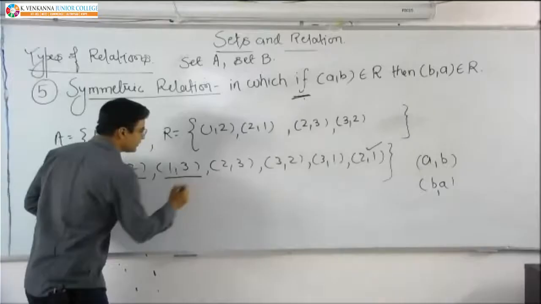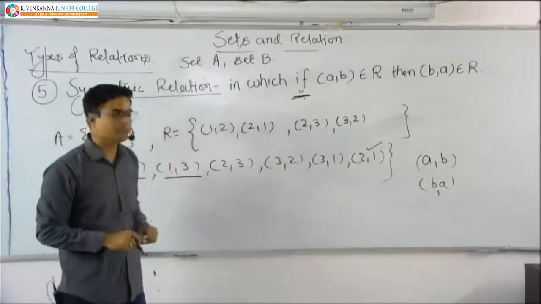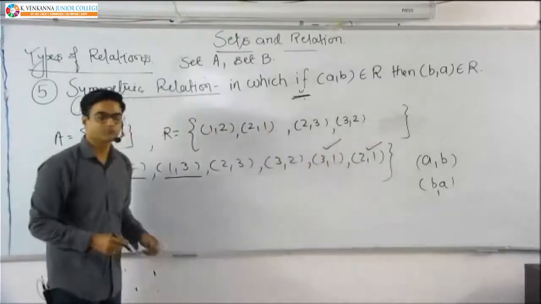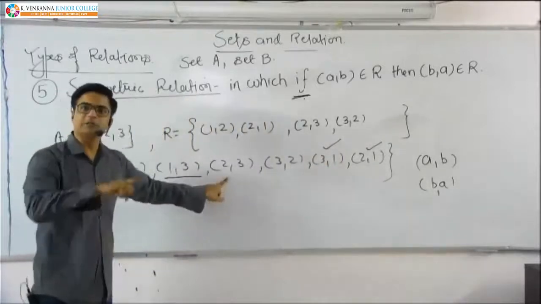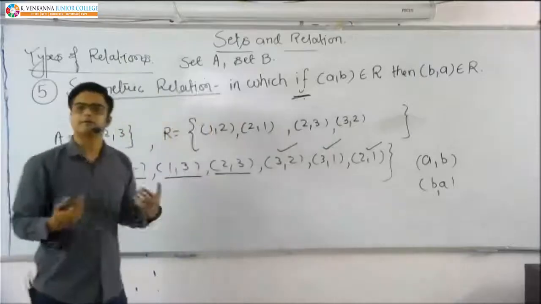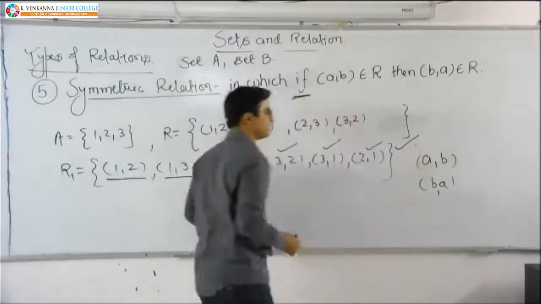Now 1 comma 3 is there, then 3 comma 1 also must be there. Yes, 3 comma 1 is also there. Now 2 comma 3, that means 3 comma 2 must also be there. Yes, so it is a symmetric relation, definitely.